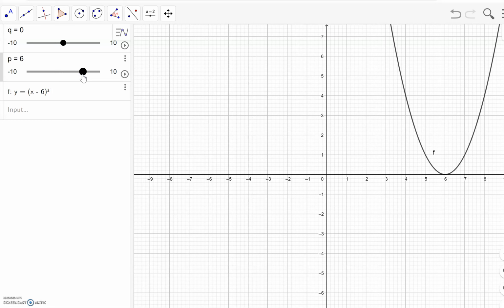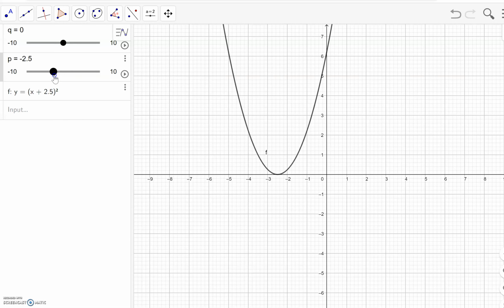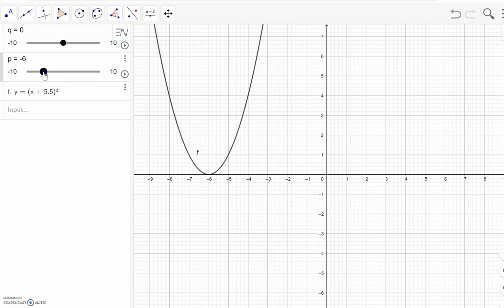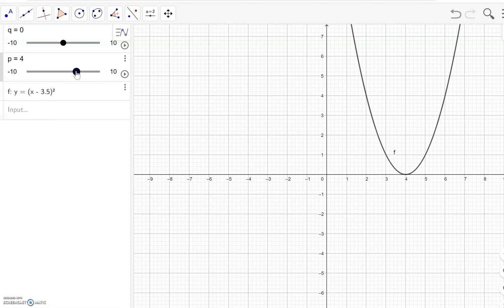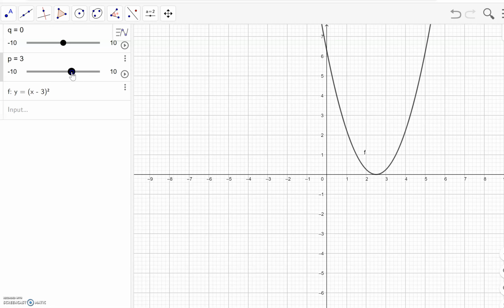If we make p negative, so we want to move it to the left, you can see p is minus 3, and what we have is x minus minus 3, which becomes x plus 3. So changing p, so it's now x plus 3 squared, gives us a parabola that moves to the left. If we make p positive, then our formula becomes x minus whatever our p number is, and it moves to the right. And this is how we move a parabola.